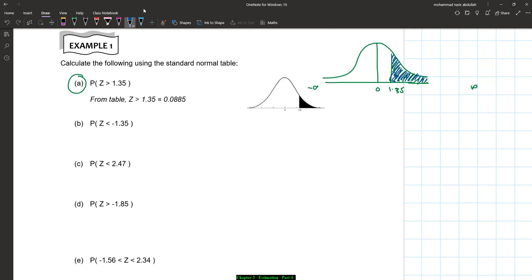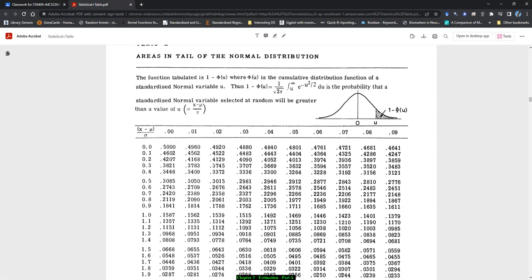Normally, if you don't have a statistical table, you can integrate from 1.35 to infinity: 1 over square root of 2 pi, exponential of negative x squared over 2, with respect to x. But since we have a statistical table, where is my statistical table? So we're going to look at the statistical table.